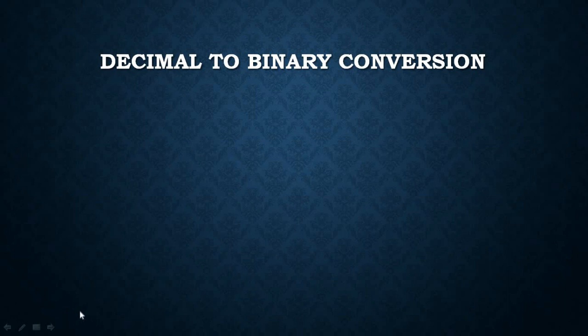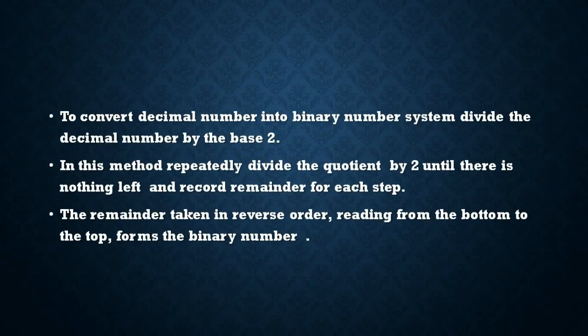Now first we have to focus on how to convert the decimal number system into the binary number system, or we can say the decimal to binary conversion. To convert a decimal number into binary, we have to follow some steps. The first step is to divide the decimal number by the base 2.